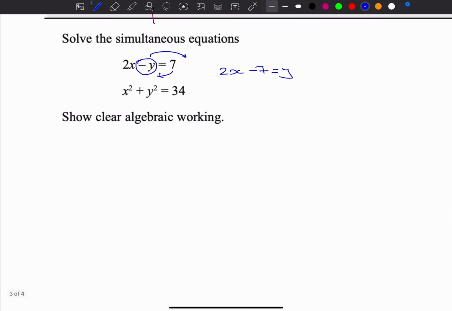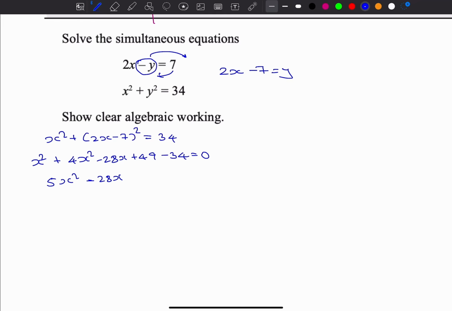So substitute it here. So what's that? x squared plus y, which is 2x minus 7 squared, equals 34. If you're clever enough, without even writing it again, you will know: 4x squared, then 2 times 2 times 7 is 28, so that's minus 28x plus 49. Bring it inside, minus 34 equal to 0. 5x squared minus 28x, and 49 minus 34 is plus 15, is equal to 0.